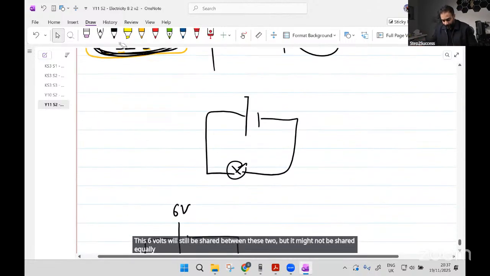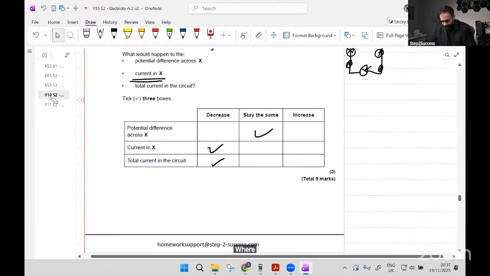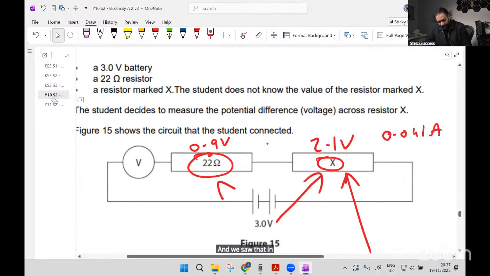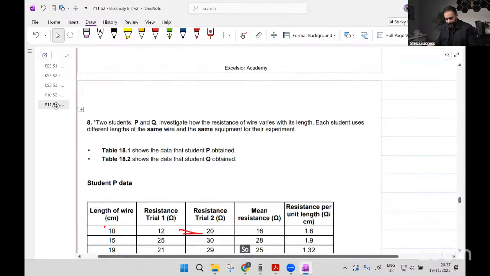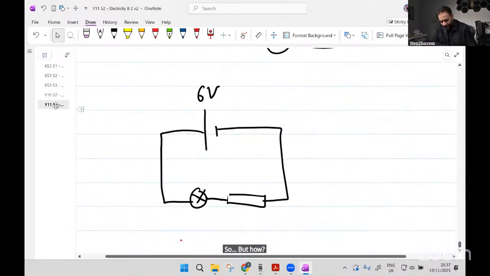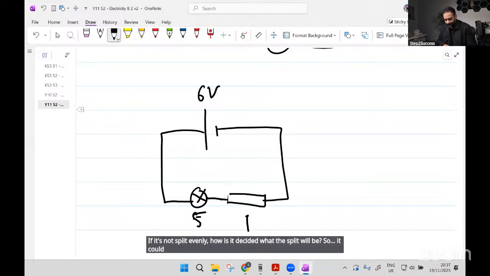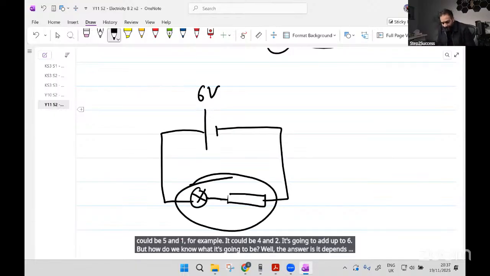In fact, we saw that quite literally in a question a little while ago. I can't remember where it was. We saw that in this circuit, of this 3 volts, 0.9 went that way, 2.1 went that way. But how? My question is, if it's not split evenly, how is it decided what the split will be? It could be 5 and 1, for example. It could be 4 and 2. It's going to add up to 6. But how do we know what it's going to be? Well, the answer is it depends on the resistance of these components.